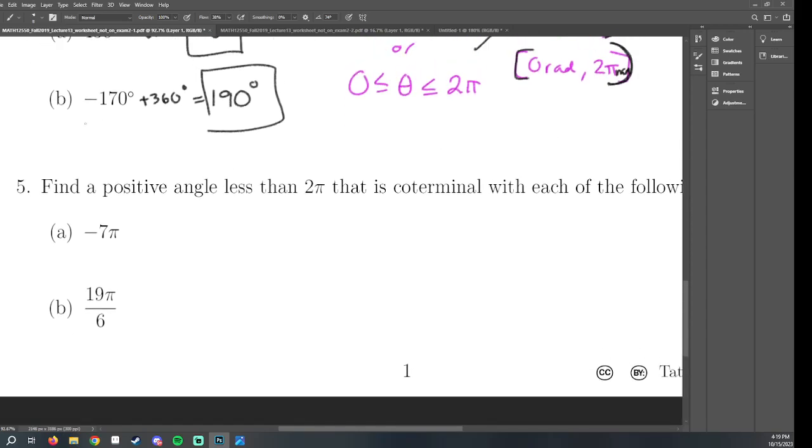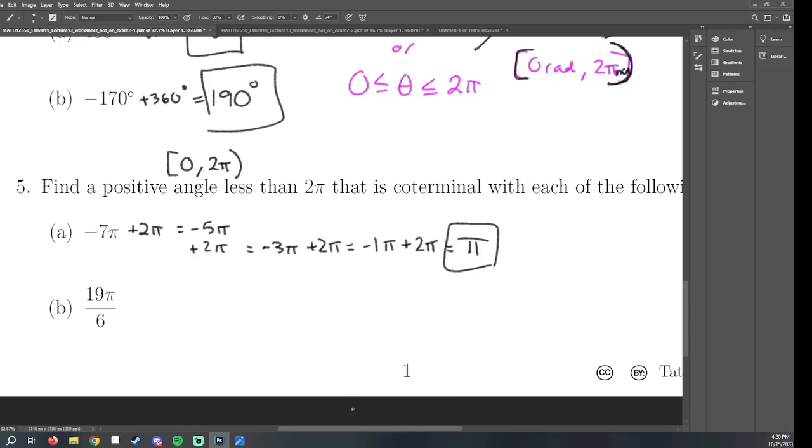Same deal here. We're finding a positive angle less than 2 pi, so that's the same thing as saying that we're in this interval that is coterminal with each of these. So here I'm going to add 2 pi, because that's a whole circle, and that gives me negative 5 pi. Then I need to add 2 pi again, and that's going to give me negative 3 pi. Still negative, so I add another 2 pi, which gives me negative 1 pi. Still negative, so I add another 2 pi, which gives me pi. So pi is my answer.